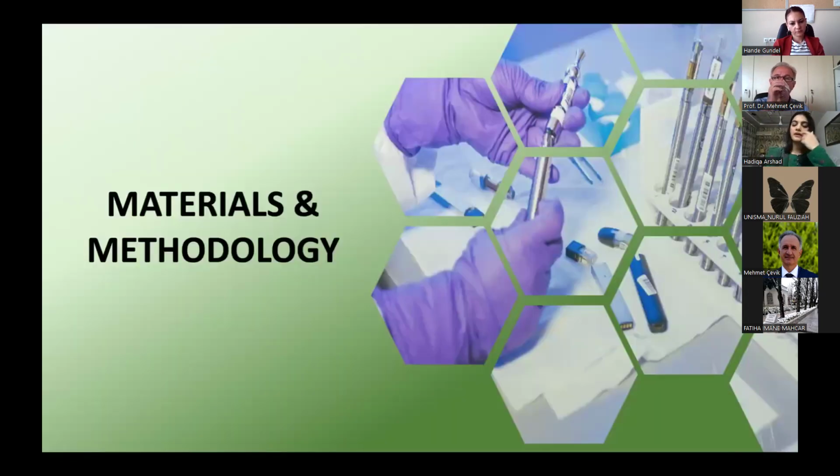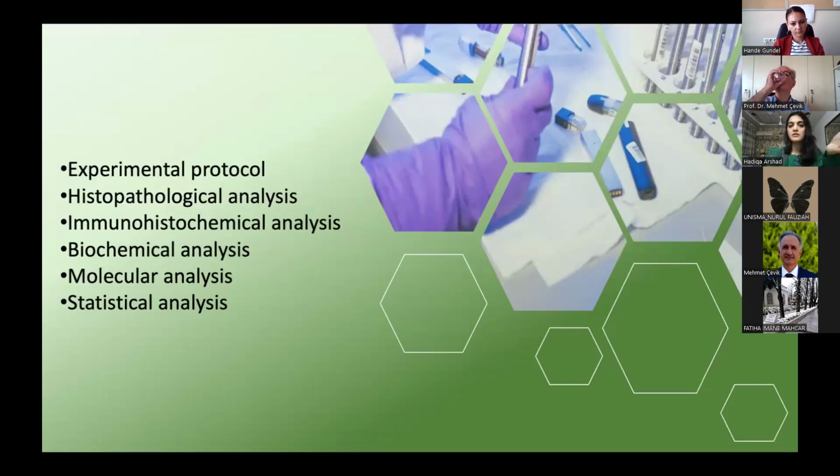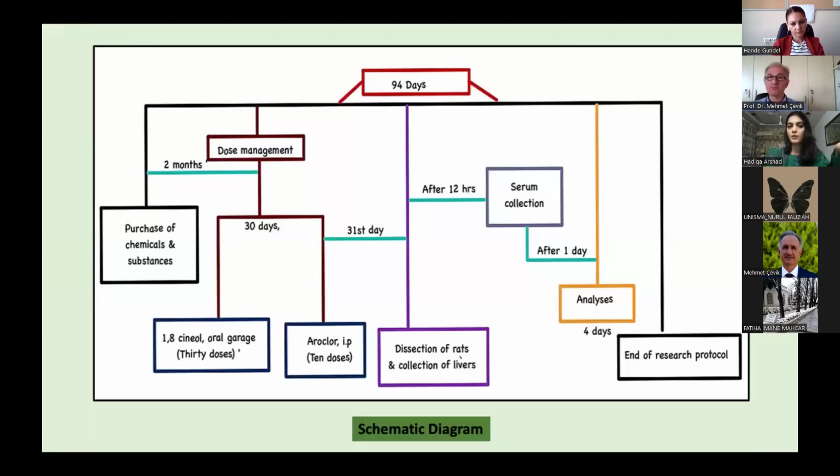So let's start with the methodology. The first was the experimental protocol. It comprised 94 days: the purchase of the chemicals and substances, then the dose management, then the serum collection, dissection of the rats, and finally the analysis.